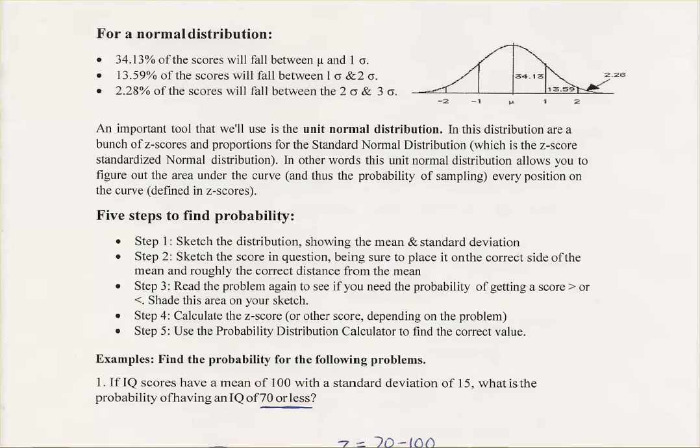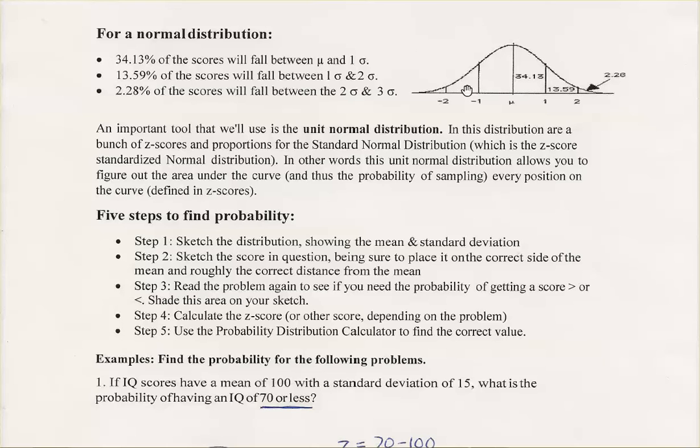Okay, so moving right along, for a normal distribution, remember that a normal distribution is that bell-shaped curve right here. 34.13% of the scores will fall between the mean and 1 standard deviation from the mean. And that's the -1 and the 1. So there's your 34.13, and it's also 34.13 over on this side. 13.59% of the scores will fall between 1 and 2. So here's the 1 and 2. So that's the 13.59, but it's also in the negative between -1 and -2.